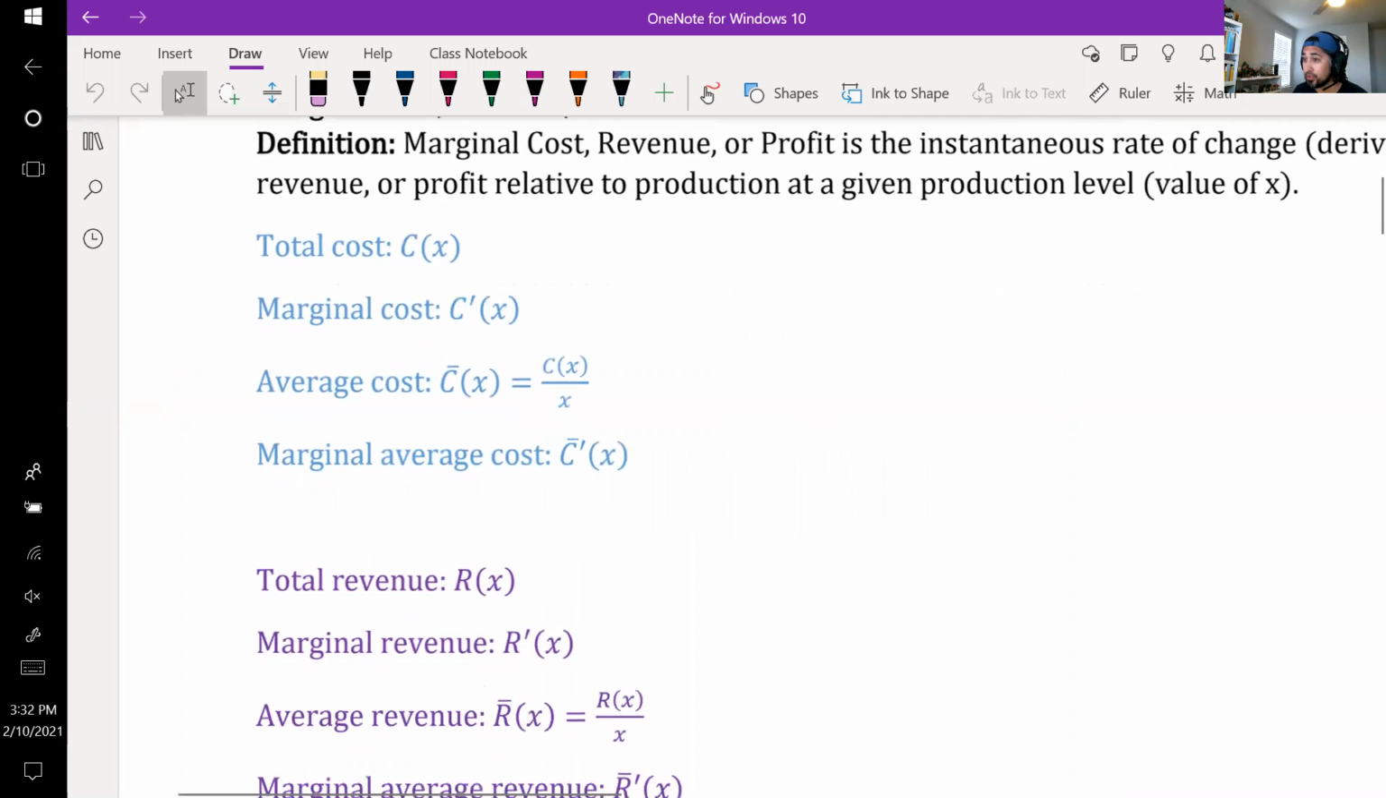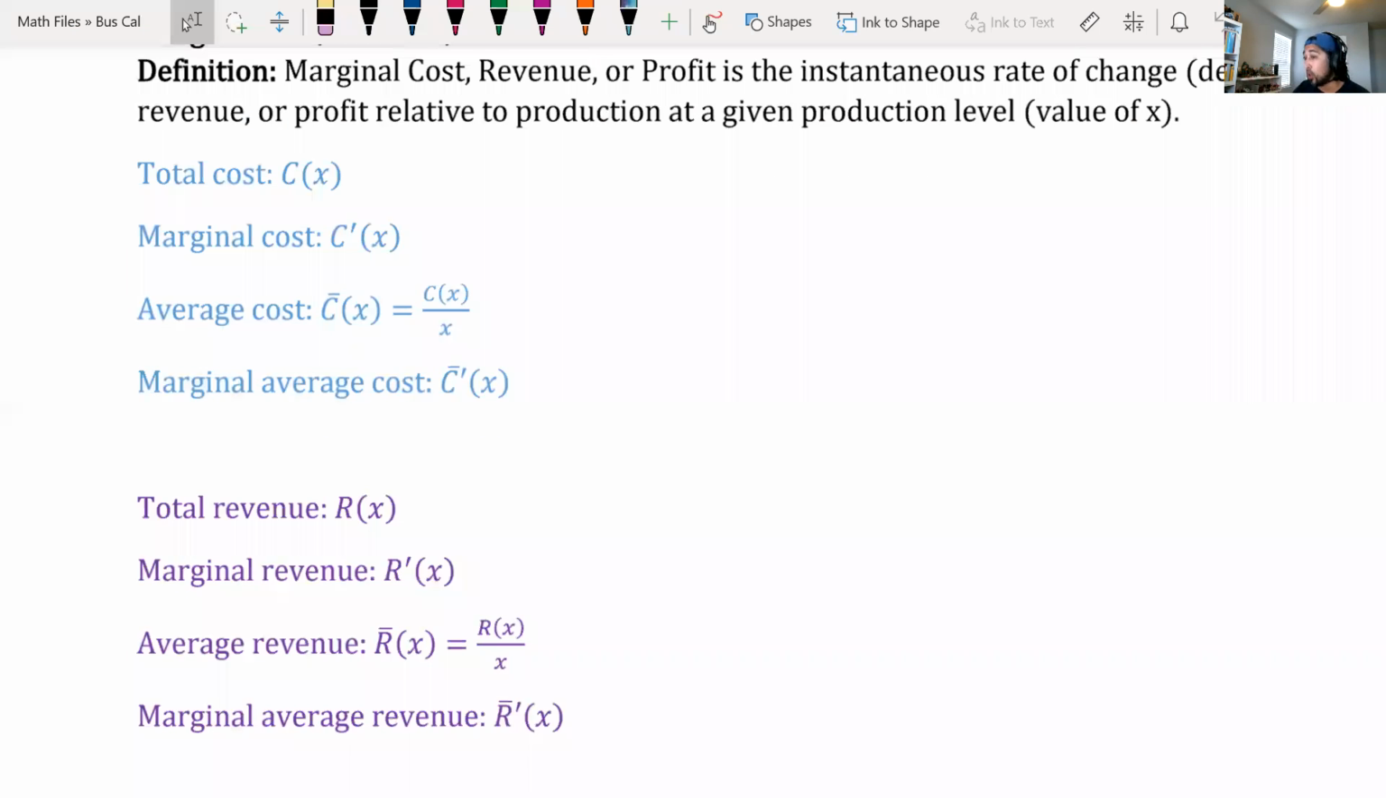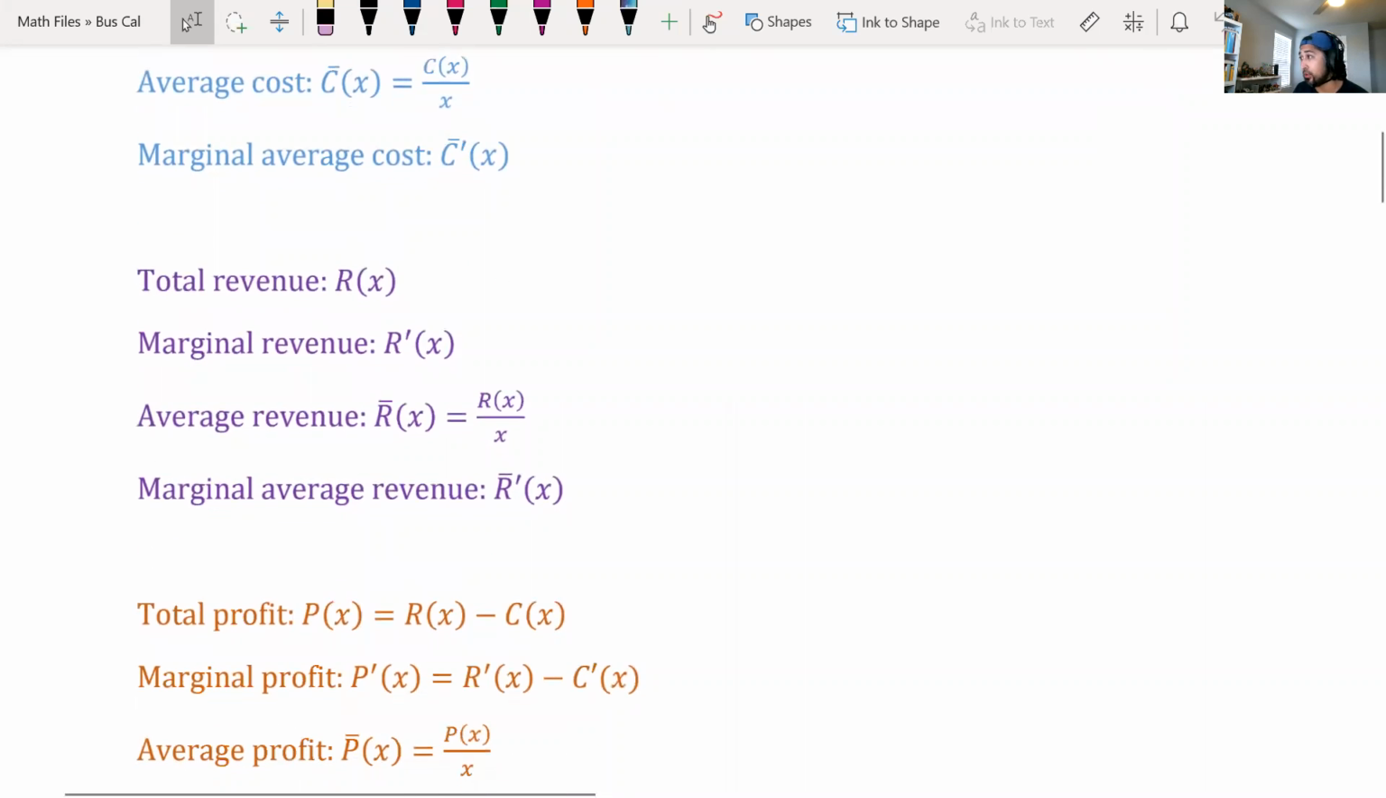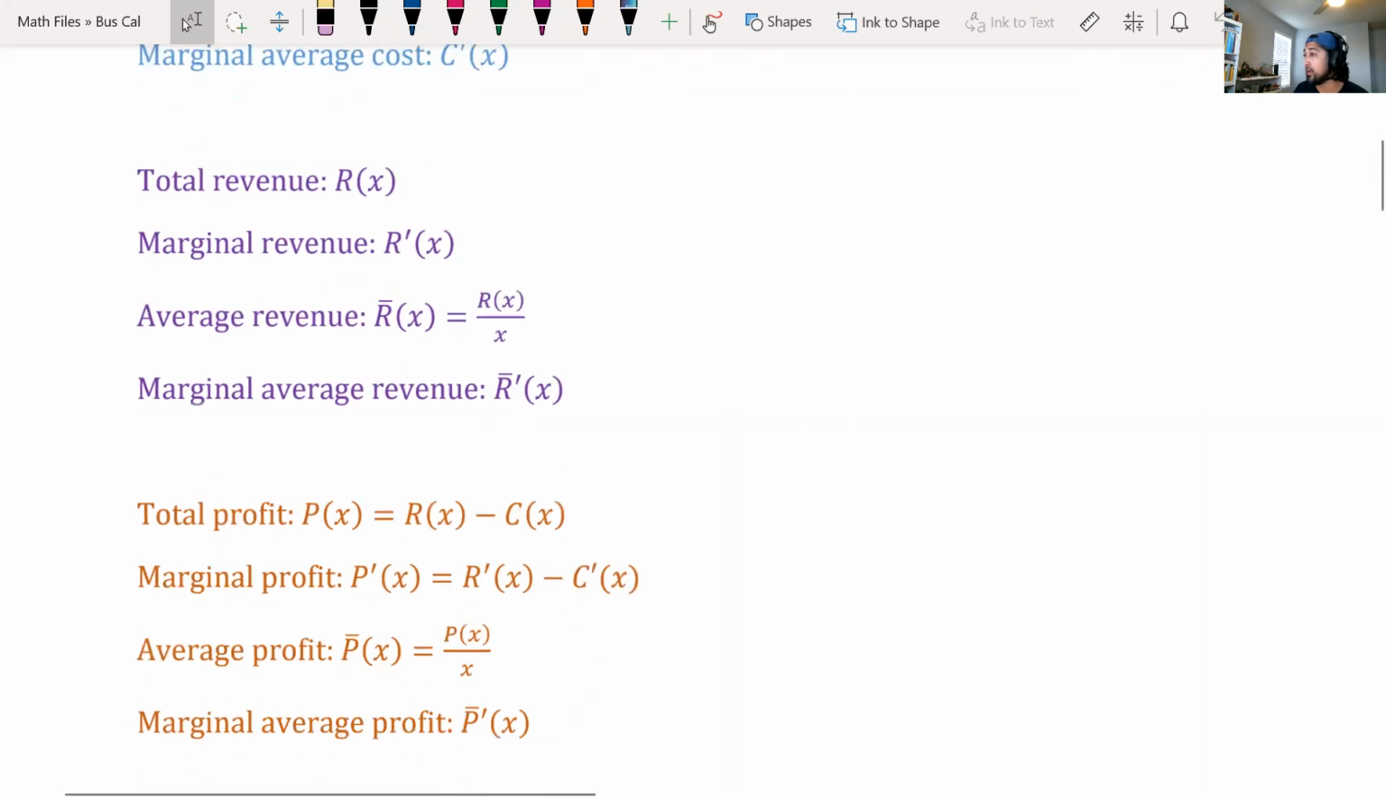And then we have average cost, C bar of x. That is given as C of x over x. You guys have seen that one before from 1324. And we can also take the derivative of average cost, being C bar prime of x. Okay, so these are just all the notations and definitions of what we're dealing with today. The same can be said for revenue: R prime of x, R bar of x, and R bar prime of x. And same with profit.